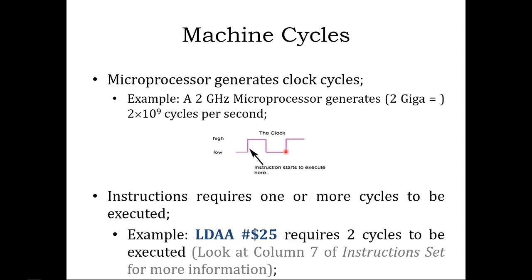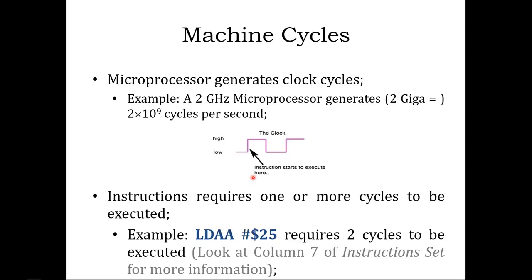Now your microprocessor, based on its speed, generates a lot of cycles like this. It keeps generating the cycles, no matter whether you use it or not. Now every instruction uses some of these cycles. The point is, the more cycles a microprocessor generates, the more instructions it is able to run every second, because the instructions need the cycles to run.